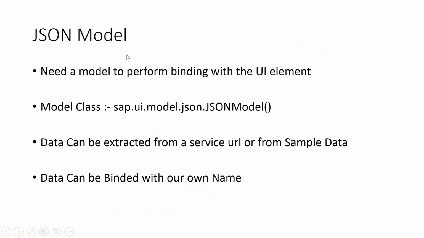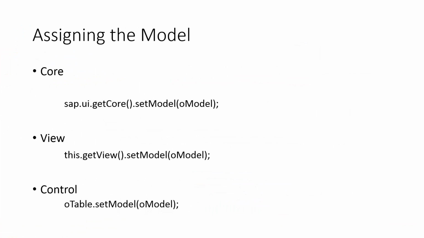Okay, so the first thing we have to do is instantiate the model. Whenever I instantiate it, I can either specify the service URL and say that the model should get the data from this, or I can construct the data myself, pass it to the model and instantiate it. The model we are going to build in this application is a JSON model, which means I'm going to store the data in JSON format. The library for the JSON model is sap.ui.model, and JSON is the extension of that library. Then JSON model is the class that I have to instantiate.